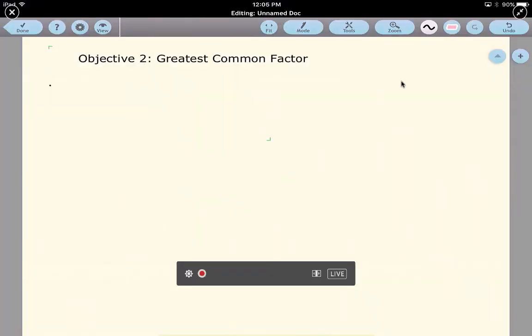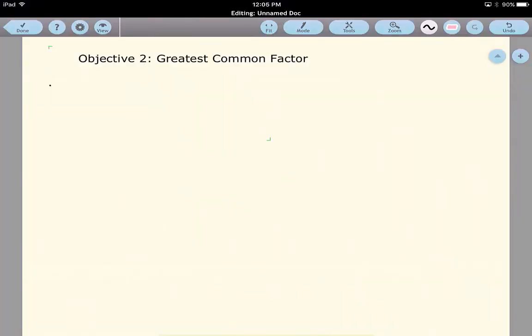Welcome back. This is Objective 2, the greatest common factor. Last section, we talked about factors of integers. With this unit, we are focusing on polynomial factors. Pause the video now to look up the word polynomial. What did you find? Maybe you saw, but polynomials come in all shapes and sizes.